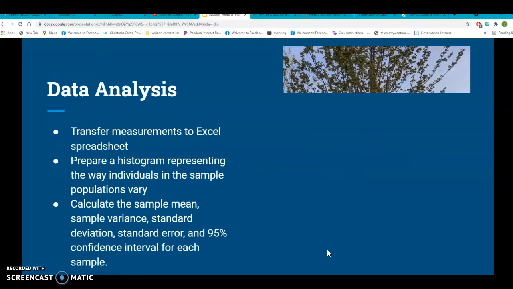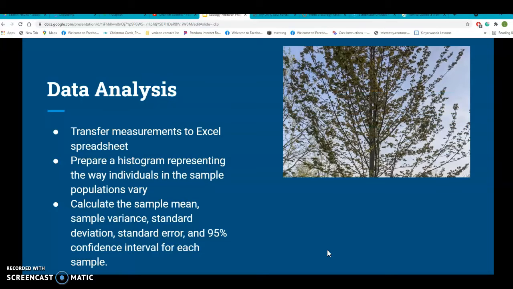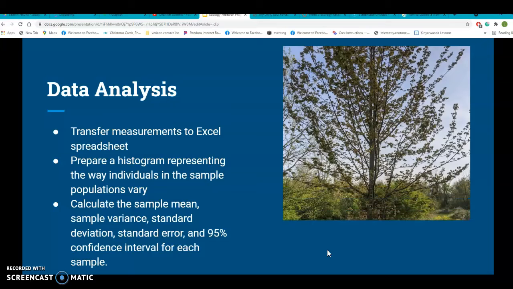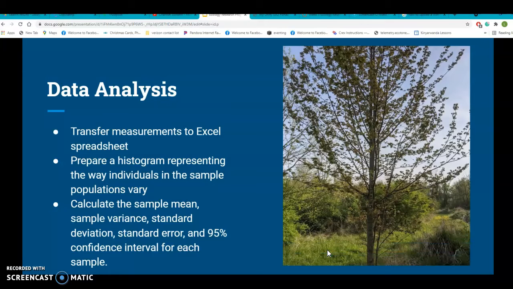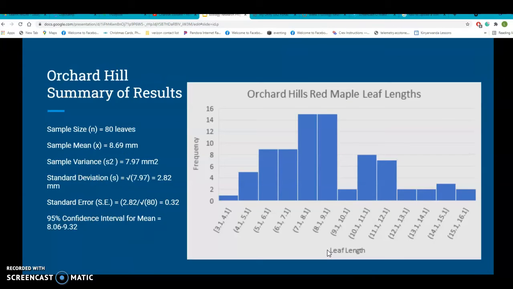For my data analysis, I transferred these measurements to an Excel spreadsheet and prepared my histograms. I calculated the sample mean, variance, standard deviation, standard error, and the 95% confidence interval for each sample. So my sample size in both sites was 80 leaves.